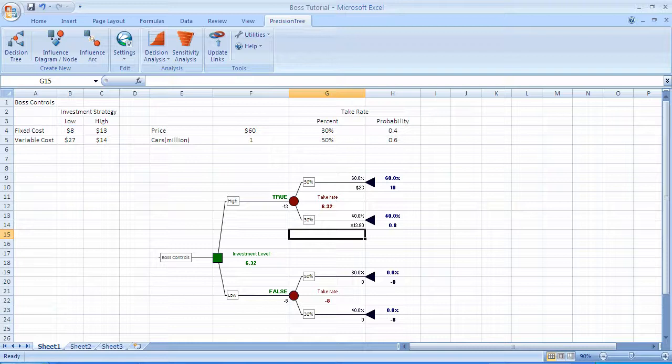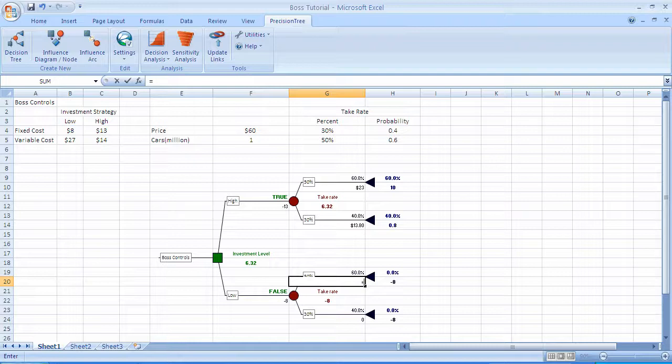Similarly, if we have a high investment, only a 30% take rate, minus 13 plus 13.80 is $0.8 million, and that's stored in cell H14. We're going to repeat that process now for the lower half of the tree. Notice also, it calculates an expected value by rolling back the tree. The expected value is 0.6 times 10 plus 0.4 times 0.8, and the value is 6.32. That cell, which contains a 6.32, is G12, and that too is a protected cell.